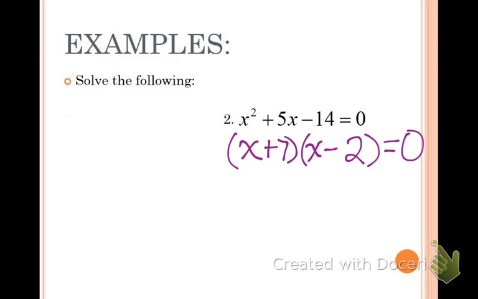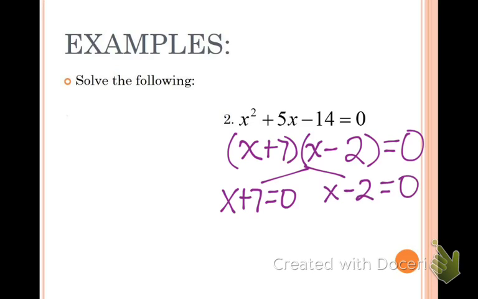Once we get it factored, and so it was set equal to 0, now we're able to split it up into two problems. Who can tell me what my problems are? Z? X plus 7 equals 0 and x minus 2 equals 0.